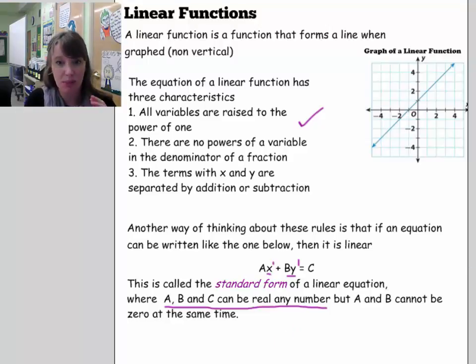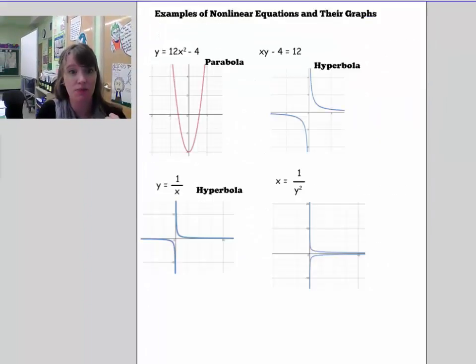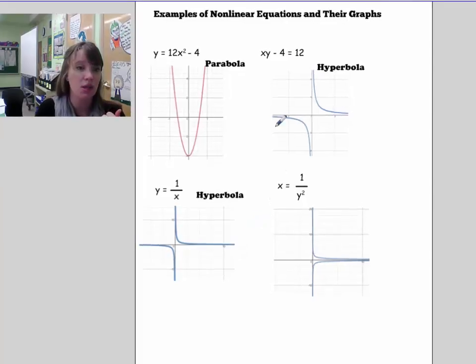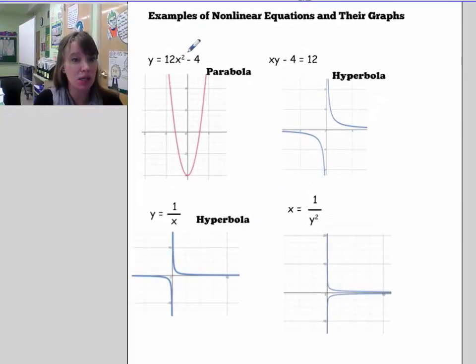Let me give you some examples of equations that are not linear along with their graphs. These are nonlinear equations with their graphs. As you can see here, the first characteristic fails. You have a variable here that's not raised to the first power. When the x variable is raised to the second power, it forms this geometric object called a parabola.